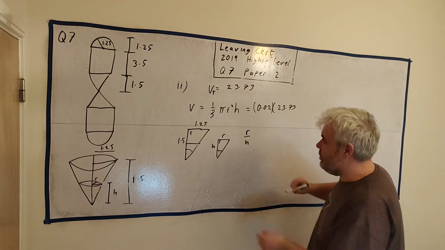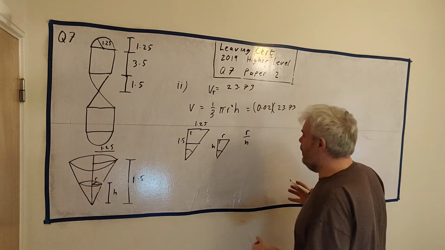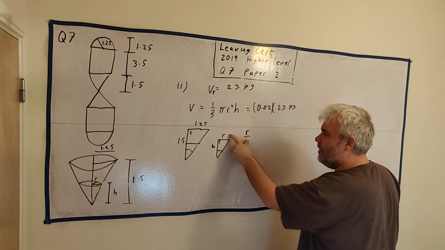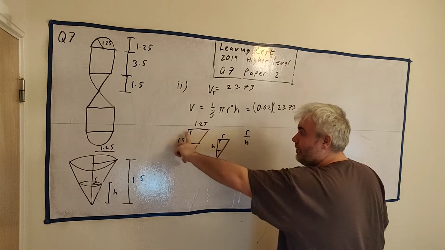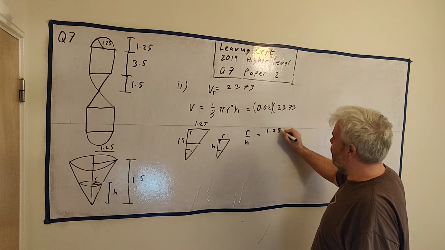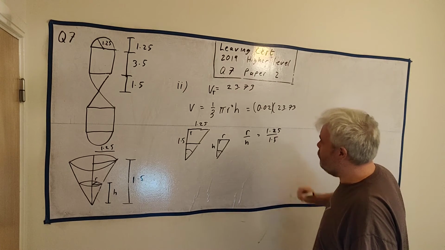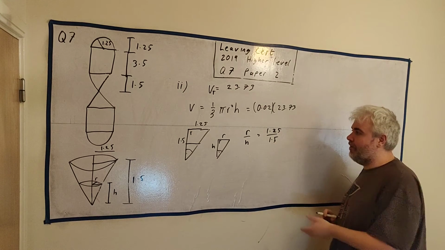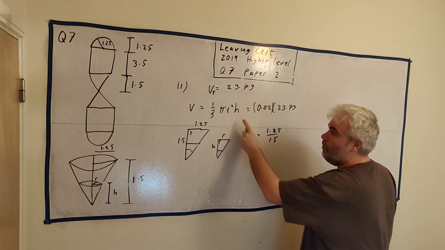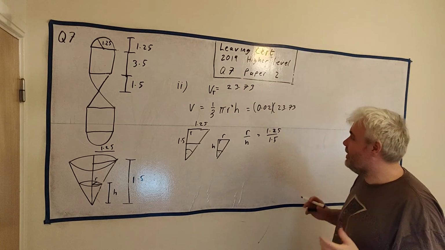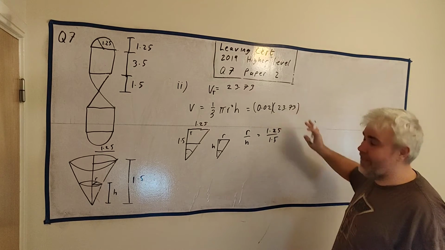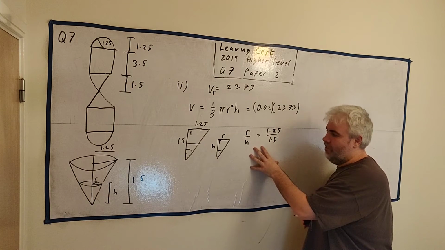R divided by h, or h divided by r, whichever you want really. R divided by h, I know this is going to work out a little neater, will equal this r divided by this h. So it will equal 1.25 divided by 1.5. That's a second piece of information. We have two equations, two unknowns. This is a simultaneous equation. Not a simple one, it's very messy given all the decimal places, but one we can certainly do.